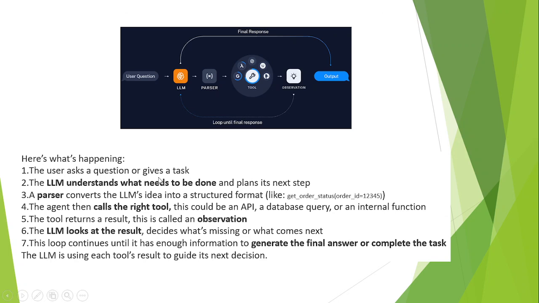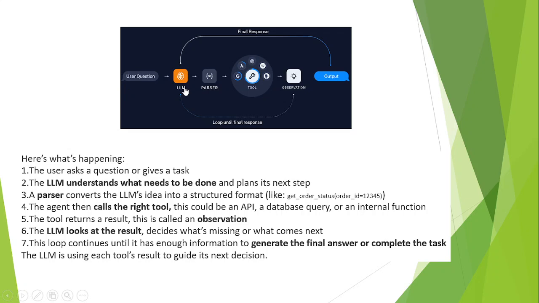So the user asks a question or gives a task. The LLM will first of all understand what needs to be done, and so it will come up with a series of steps. Once that is done, there will be a parser which will convert that set of steps, that planning, into a set of executable API calls, or database query or an internal function, whatever it may be. This parser is converting that idea into interacting with those tools. And then the tool will return a result which will be nothing but the observation. And that observation is the output. Then accordingly it will decide what is missing, or what needs to be done next, and this will go on till a satisfactory response can be sent to the user about whether the task is completed or not.